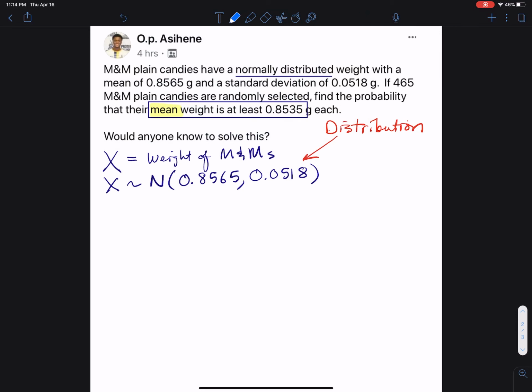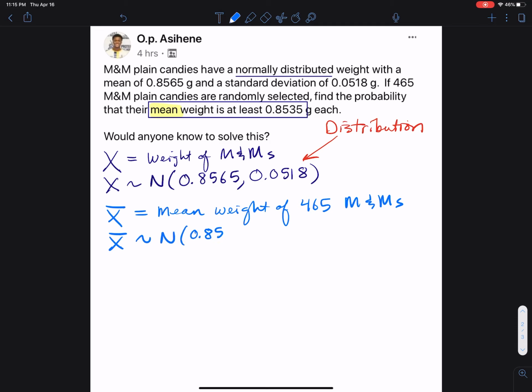Now we know something else: x bar equals the mean weight of 465 M&Ms. Now x bar is also normally distributed with the same mean, 0.8565. But now we use the standard error instead of the standard deviation, 0.0518 divided by the square root of 465. That's going to drastically decrease the standard deviation, so we call it the standard error. At any rate, the dispersion is going to get much smaller.